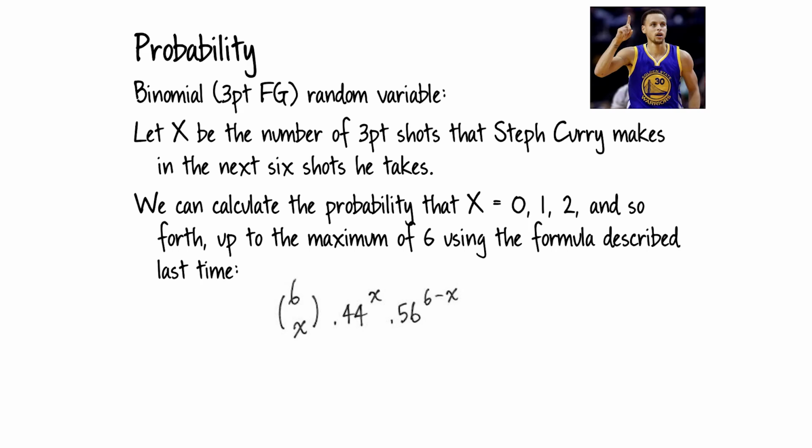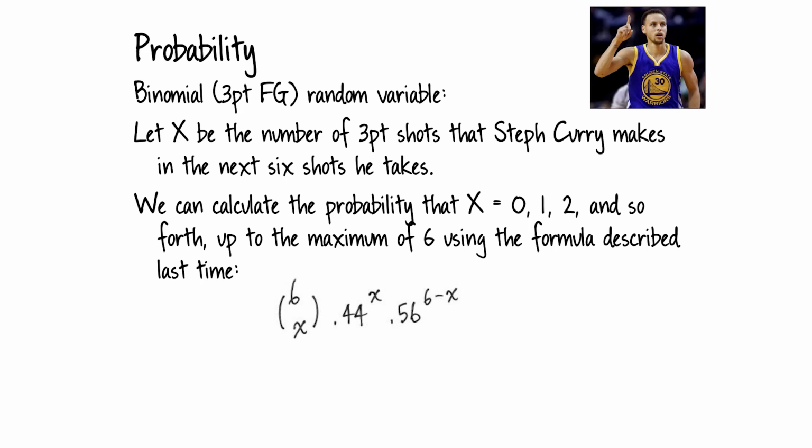Okay? So let's now define a random variable based on this sort of experiment, and we'll call this random variable x as well. Let it be the number of three-point shots that Steph Curry makes in the next 6 shots he takes. Just like in the previous example, we can calculate the probability that x equals 0, x equals 1, x equals 2, and so forth up to 6. And we actually calculated 2 or 3 of those last time.